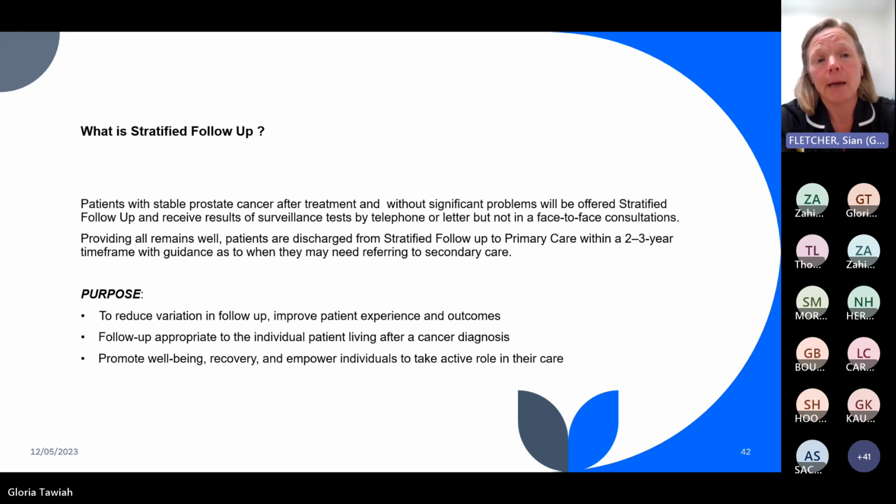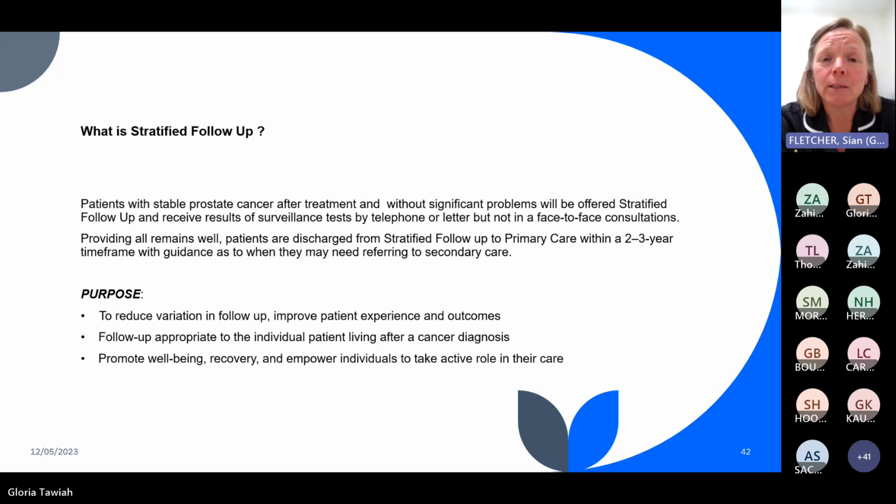It may be already in your areas of work. For Swindon, we're a little bit slower just getting the software sorted. But stratified follow-up really is enabling patients with stable prostate cancer after treatment that don't have any significant problems to go onto a programme of surveillance, which will be by telephone or letter, not necessarily face-to-face. A lot of this does go on already, but we will be using software to hopefully align the clinics and help us moving forward.